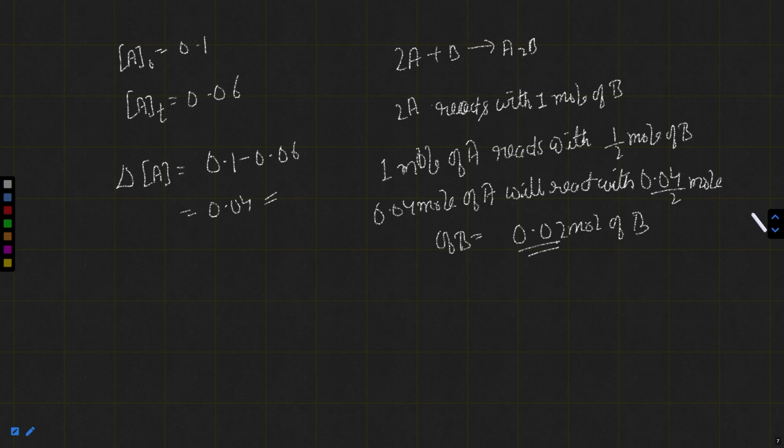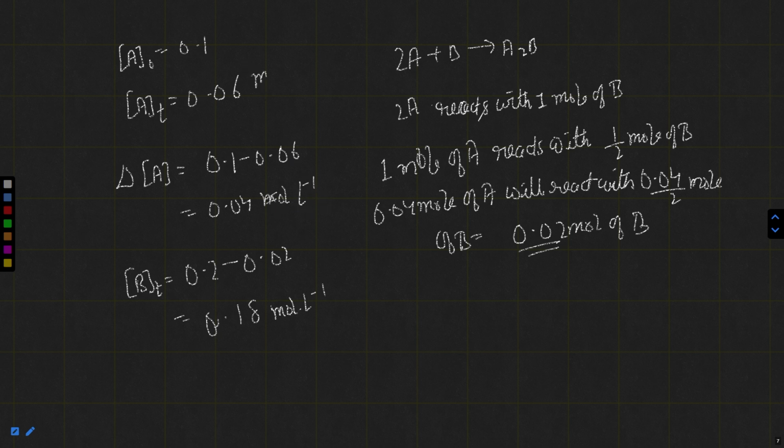What was the initial concentration? If you remember, it is 0.2. So what is the final concentration? So at time t, it will be 0.2 minus 0.02. You will simply subtract it because this much has reacted. So that will give you 0.18. Is it clear? So this is clear. How we have found this? Okay, this is mole per liter. This is also mole per liter.